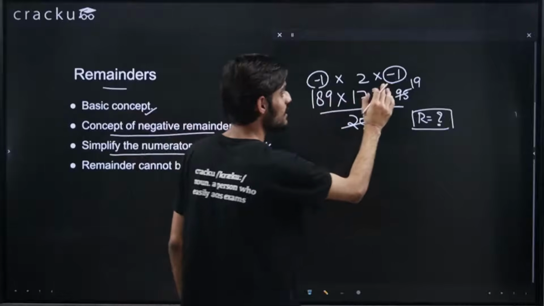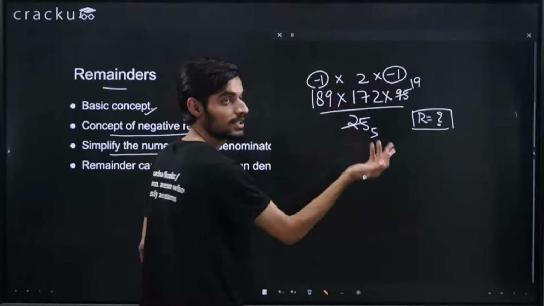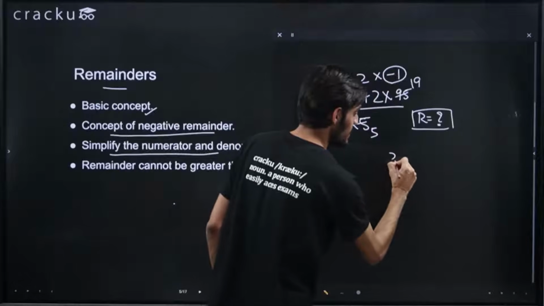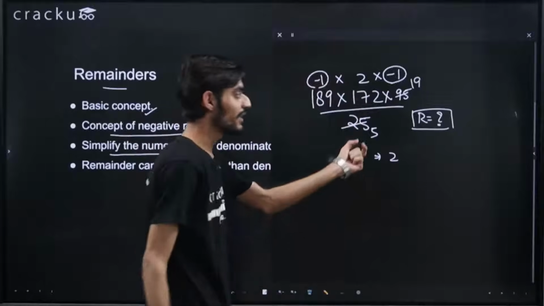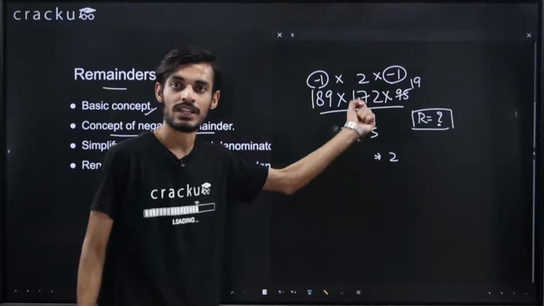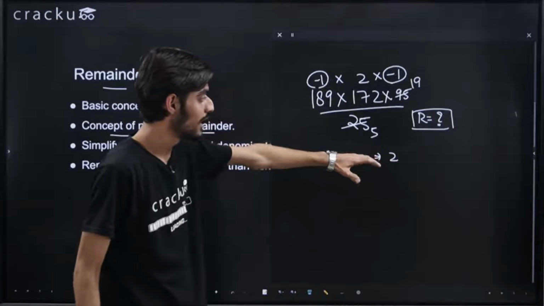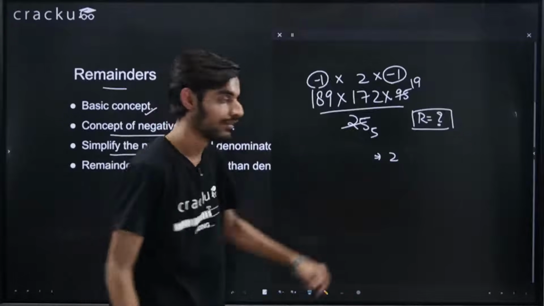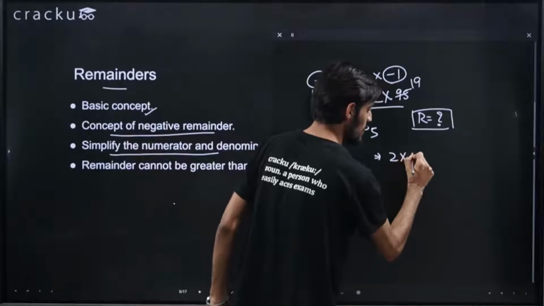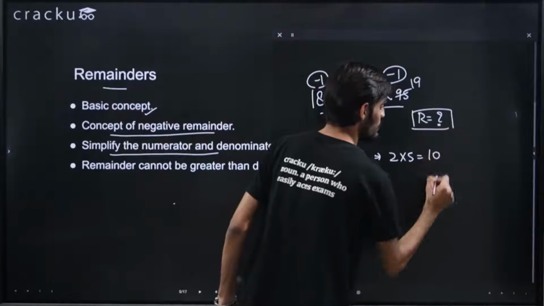So what we will get here is -1 into -1, that is +1, into 2, that is +2. But because we have cancelled out 5 from numerator as well as denominator, we will have to multiply this result with 5 to get our final result. So this will come out to be 10.